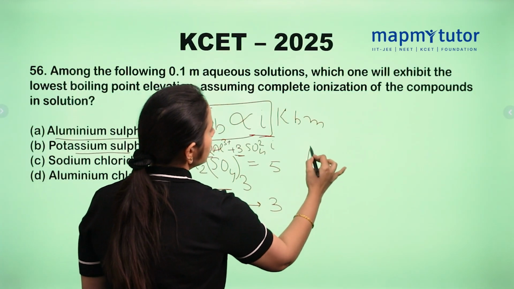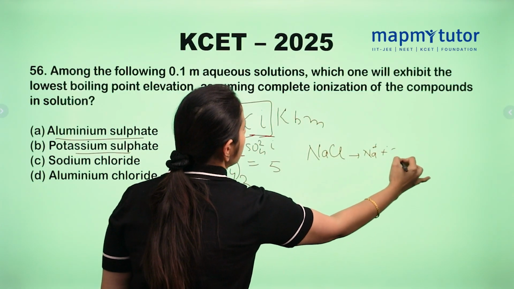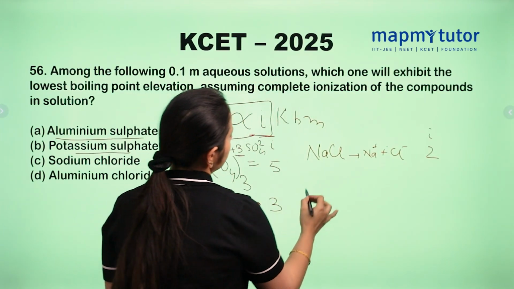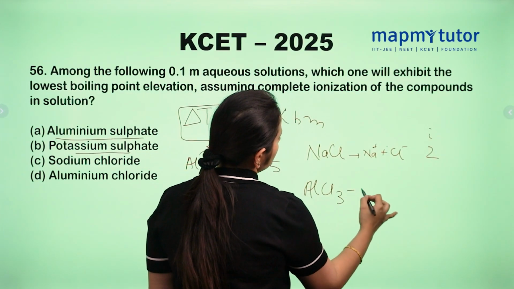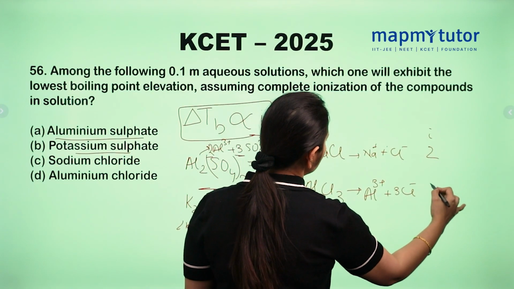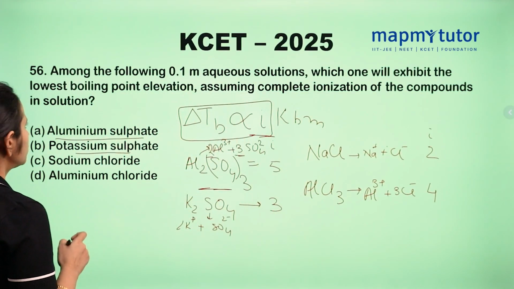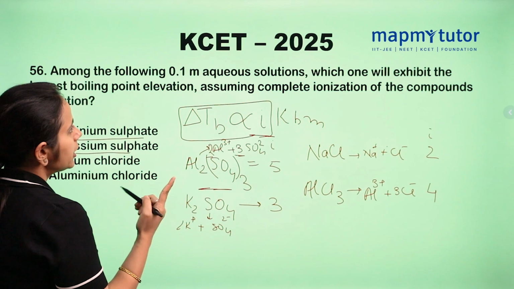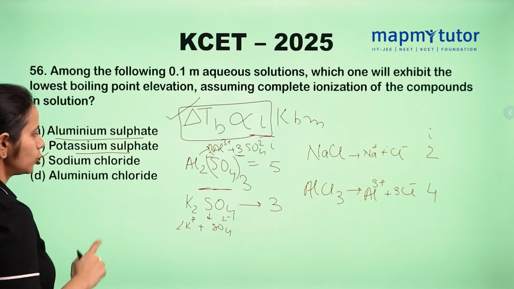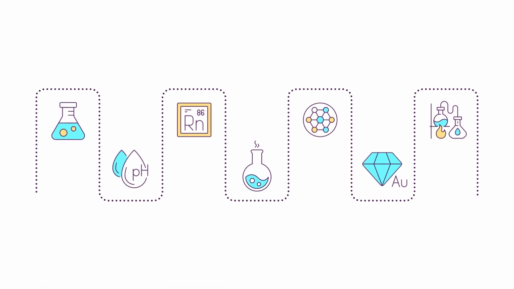Sodium chloride, NaCl, will dissociate into Na positive and Cl negative, so the i value will be 2. And aluminium chloride, AlCl3, will give aluminium 3 positive plus 3 Cl negative, so the i value will be 4. Out of these, sodium chloride has the lowest i value with complete ionization. So delta Tb will also be the lowest, and the lowest boiling point elevation will be for sodium chloride. This is the right option.